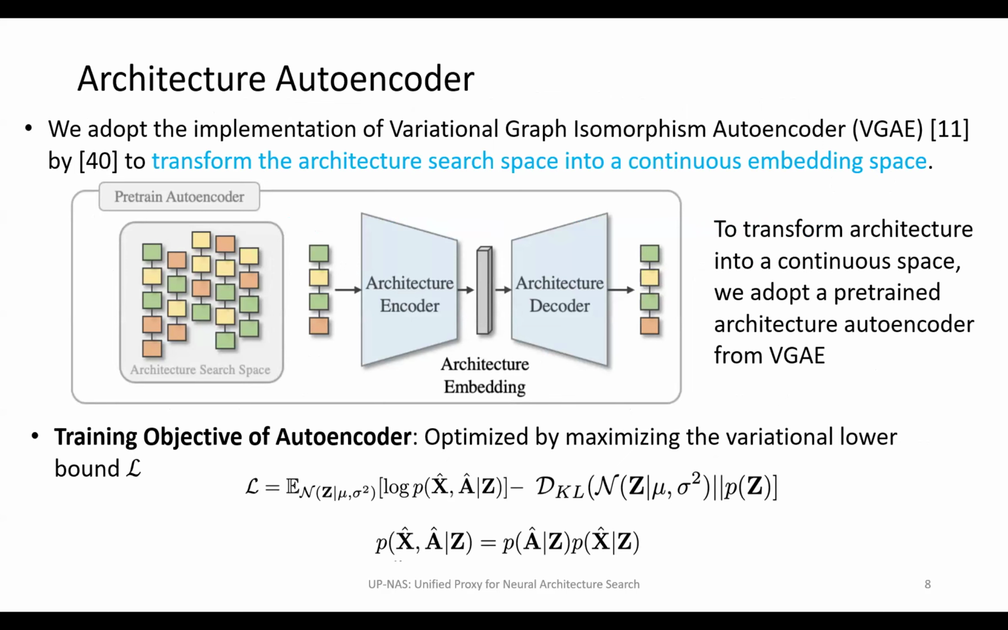Then we simply use this encoder to encode the embedding and perform a gradient ascent search over the embedding space. And then finally we convert our found embedding back, using the decoder, to the searched architecture. Okay.